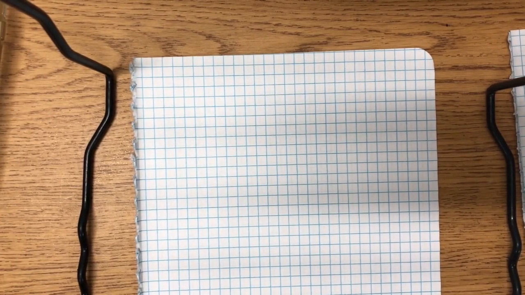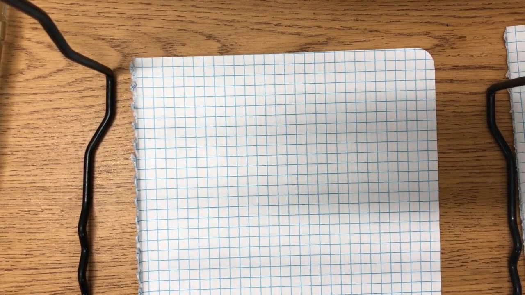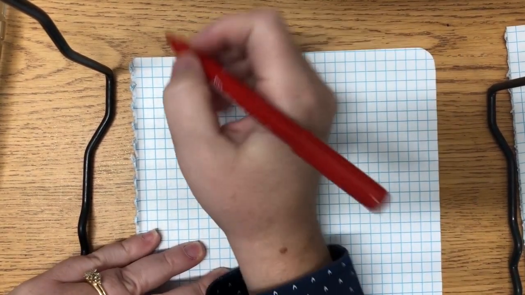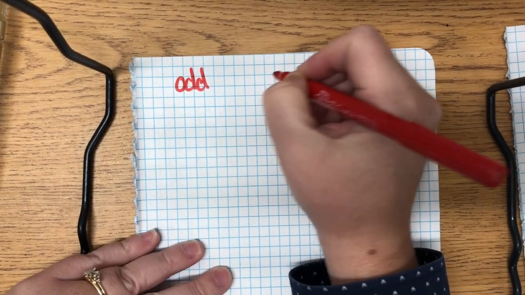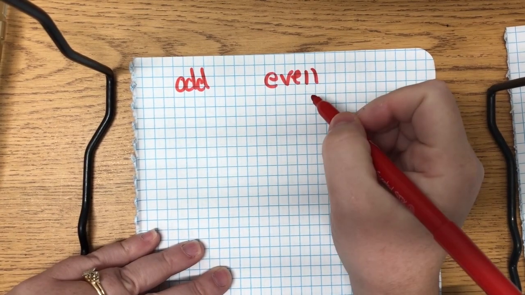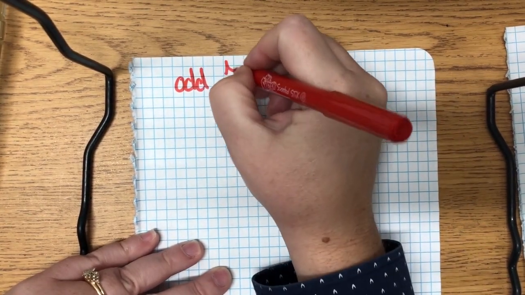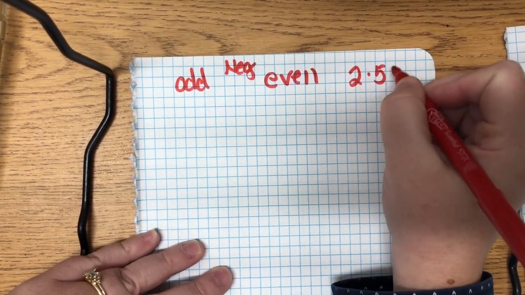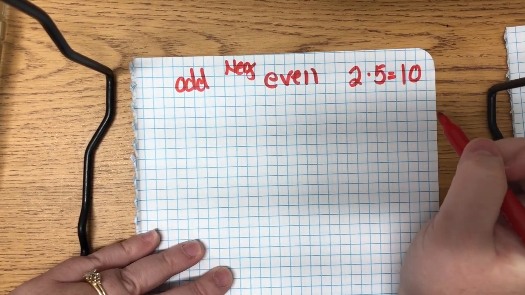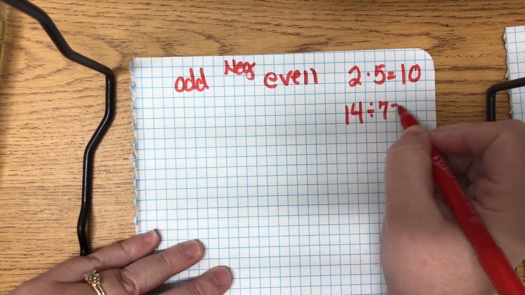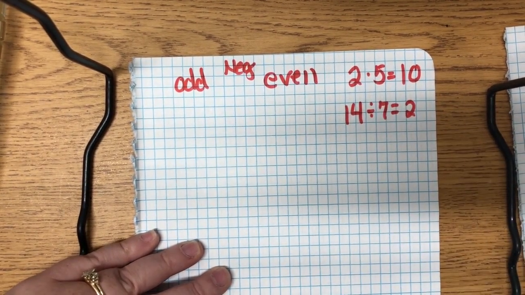Okay, now what I'm going to go over is multiplying and dividing with real numbers. So multiplying and dividing, it's basically an odd or even rule. That's what I call it. When we're dealing with negatives and positives, if it's 2 times 5, that's always going to be positive. If it's 14 divided by 7, that's always going to be positive as well.